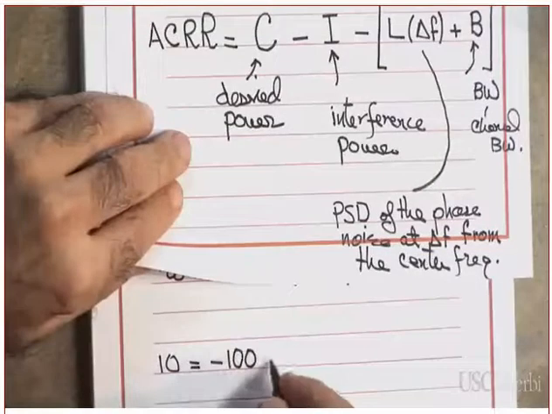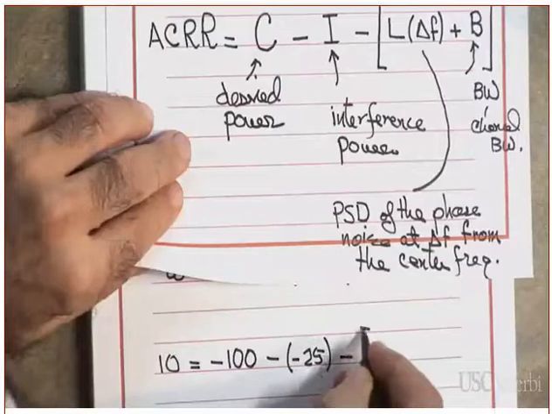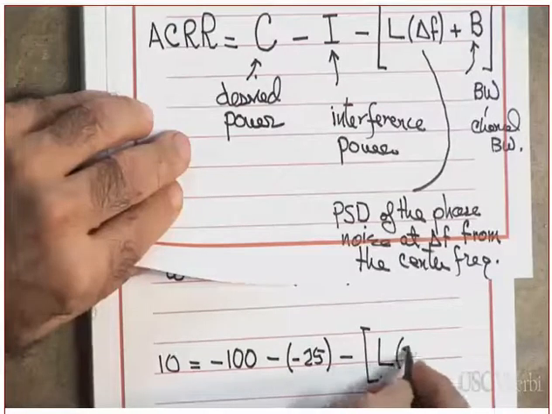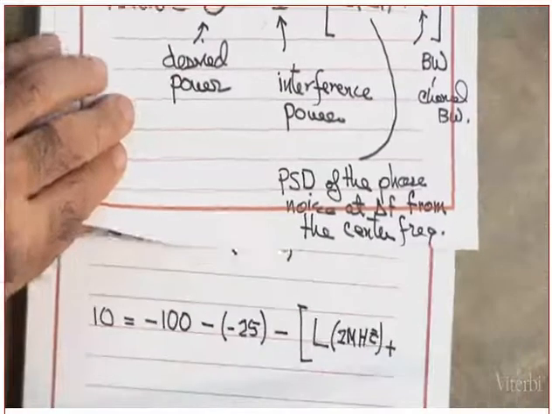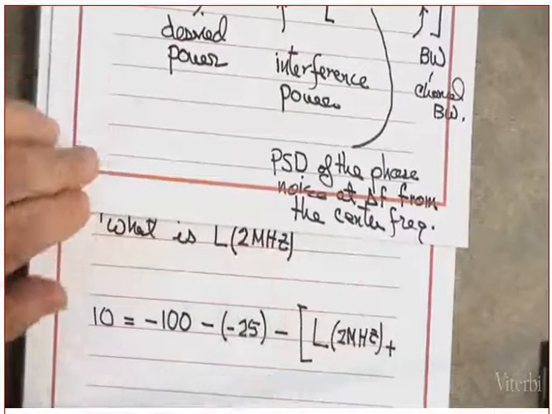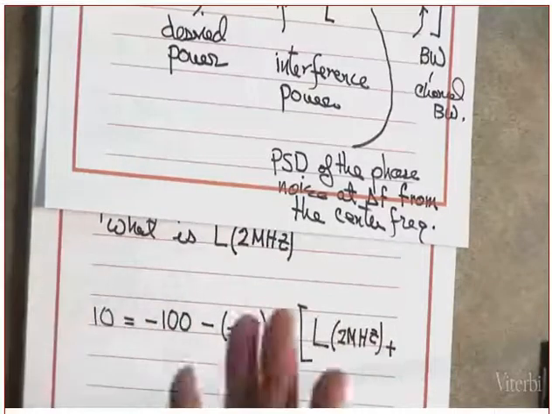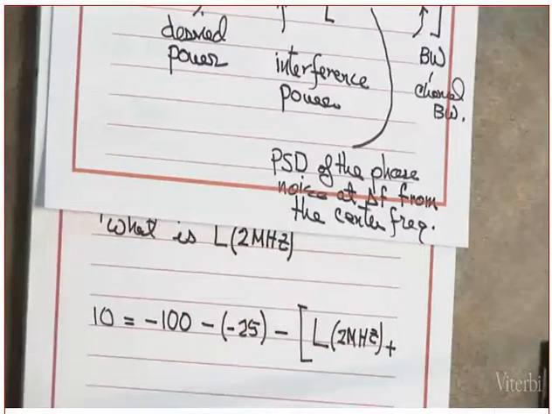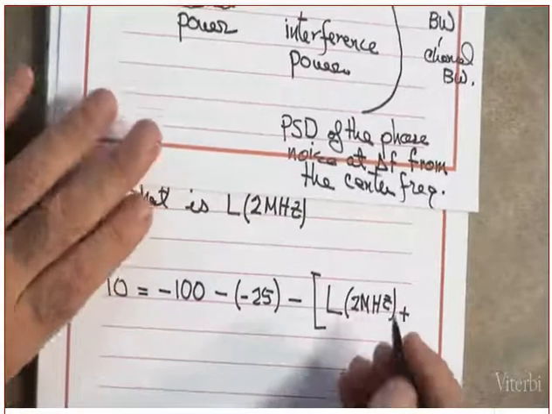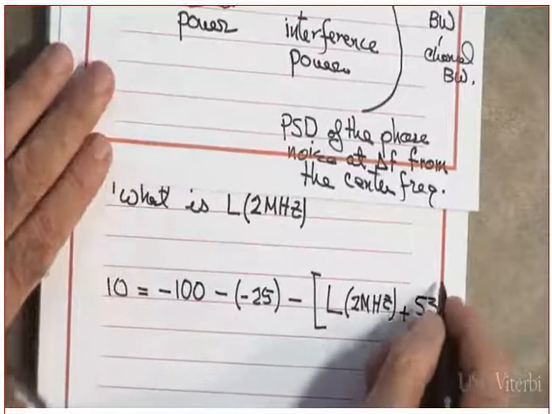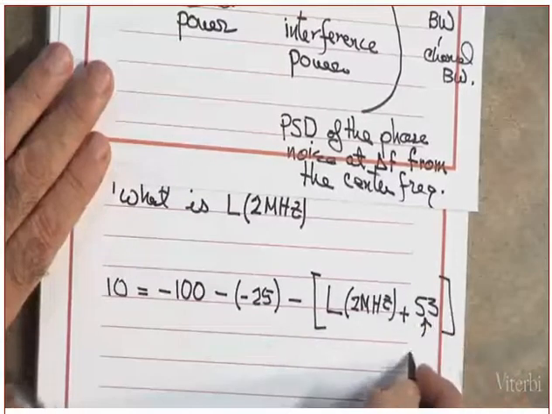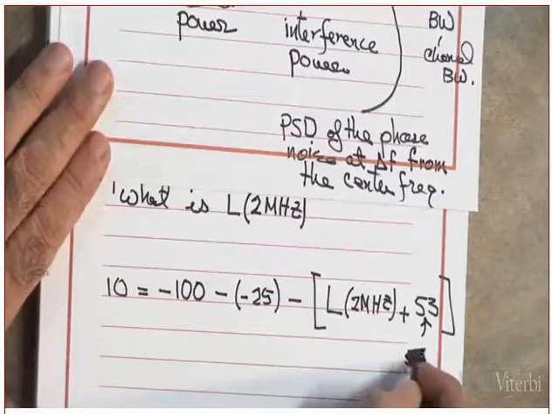Minus 100 minus 25 minus L of 2 megahertz plus what? Tell me plus what? I know. What do I put here? 10 log 2 megahertz or 10 log 200 kilohertz? 10 log 200 kilohertz, not the 2 megahertz. Did you get this or not? Now, the 200 kilohertz is roughly 53 dB.